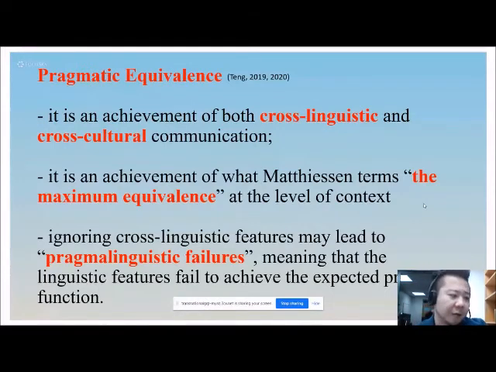I also need to point out that if we look only at cross-linguistic features, that may lead to pragmalinguistic failures. That means the linguistic features, for example sentence structure, may fail to achieve the expected pragmatic functions, like our previous example of English tag questions.